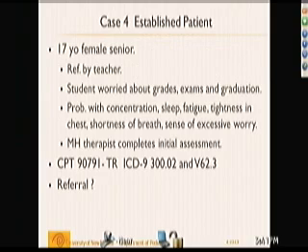I'm sorry, I'm trying to keep track of time here, and I want to make sure that we get through some of these cases.